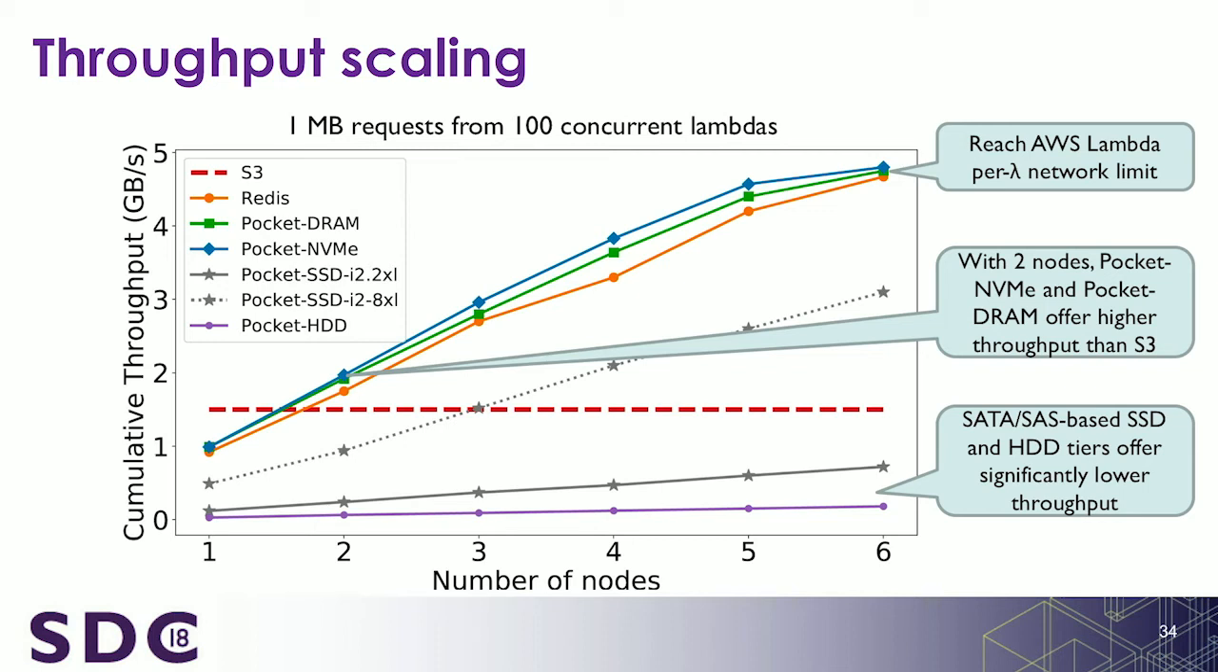For the rest of the results, we're going to focus on Pocket's DRAM and NVMe tiers, because these really stress the performance we need from the software. And they're much more cost-effective on the Amazon infrastructure.